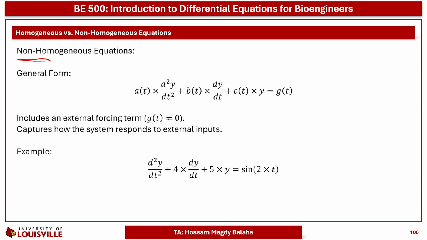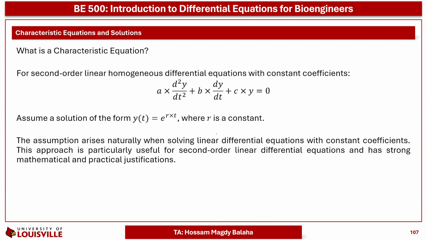But in a non-homogeneous equation, you will find an external force on the right hand side, so g(t) doesn't equal 0. In this case, the non-homogeneous equation captures how the system responds to external inputs. For example, g(t) equals sin 2t, and in this case it's called non-homogeneous. Simply, if the right-hand side is 0, then it's homogeneous. Otherwise, it's non-homogeneous.